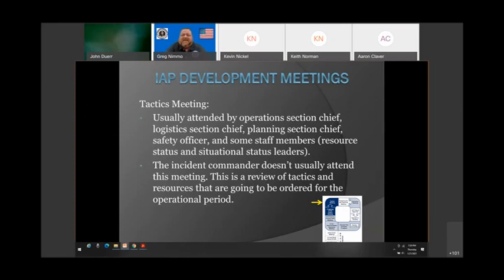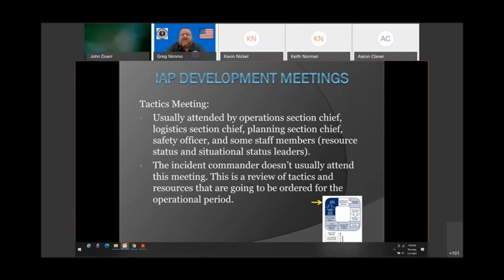At that meeting, that's where the operations section chief is going to build a document called a 215 and a 215A, and I'll show you a couple of those here in a minute that were used, I believe, down to Katrina, I believe it was. But that's where they build those things together.